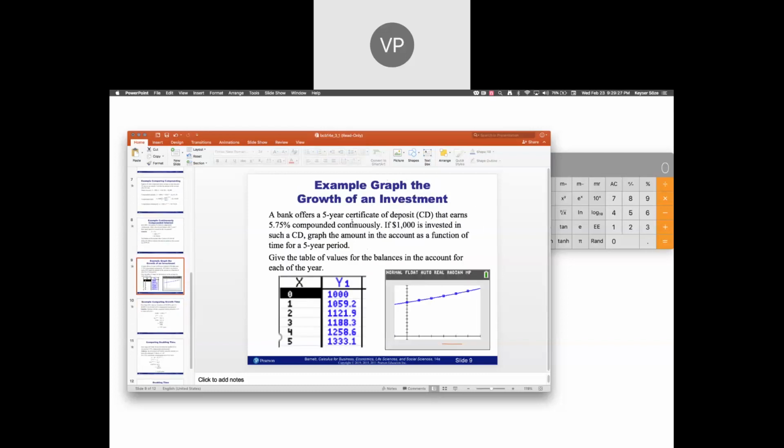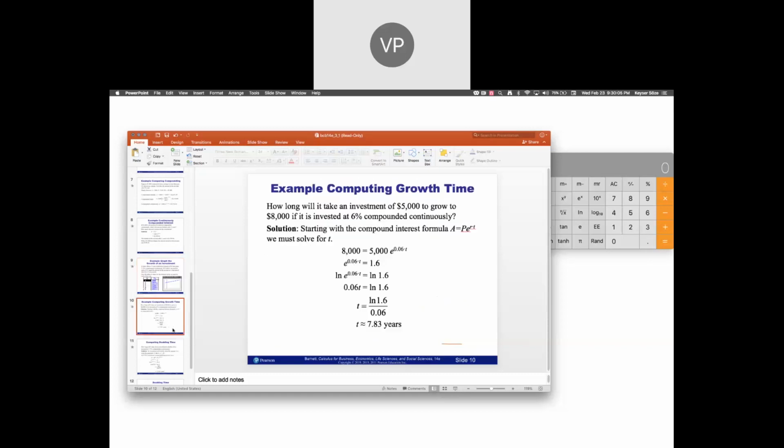Okay, so we have another one here, a 5-year certificate of deposit that earns 5.75% compounded continuously, $1,000 invested in a CD. Graph the amount as a function. Excuse me. So this is just one where you can use the formula and play with it. It's just trying to get you to see what your balance is over the 5 years. Okay, it looks like a straight line, but it's not. This PERT graph has a little curve to it, a little curving up. You just can't tell because of how zoomed in the picture is, but it does curve upward here.